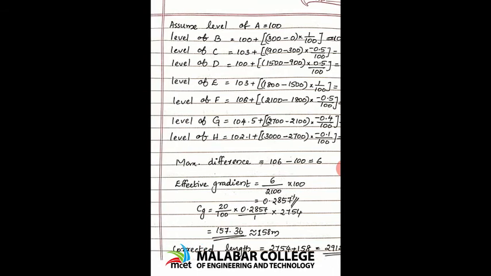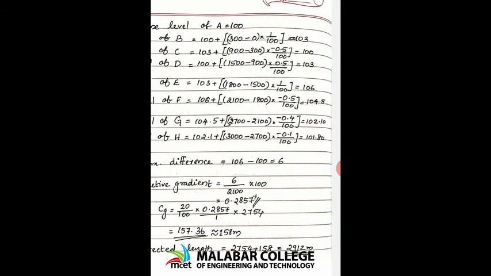Then find the level of F. That is equal to the level of E plus the chain length difference, 2100 minus 1800, into tan theta minus 0.5% gradient, so minus 0.5 by 100. That is equal to 104.5, which means F is below E.